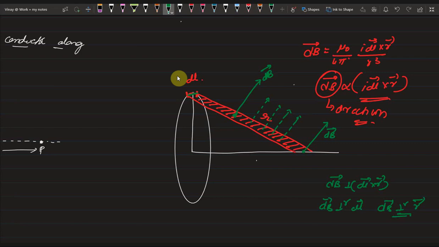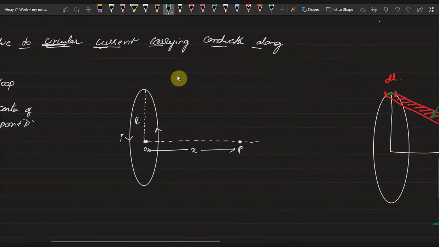Actually, this important point or major point is missing in NCERT. Not only NCERT, in every textbook they skipped this point. But this plays the major role in the entire derivation. I hope you understood this point. Now I'll go for the derivation.